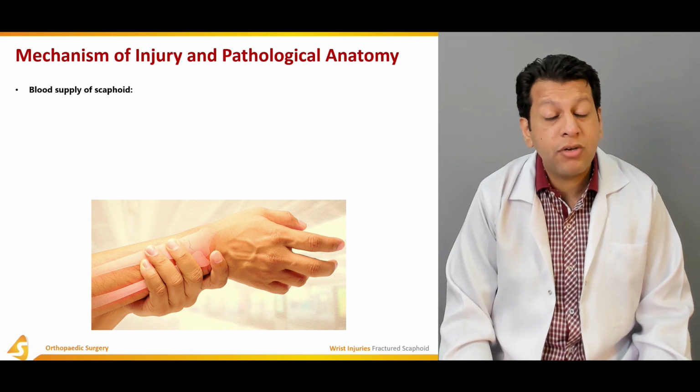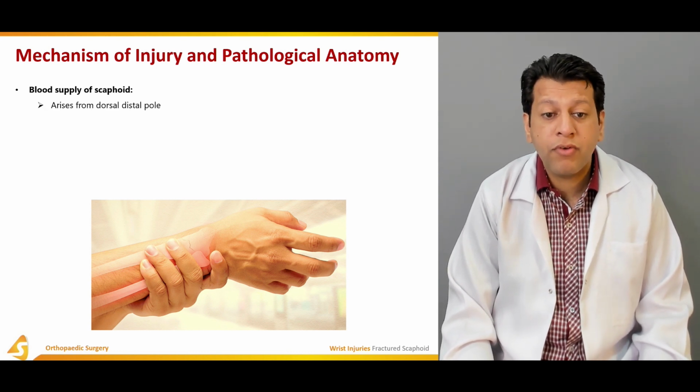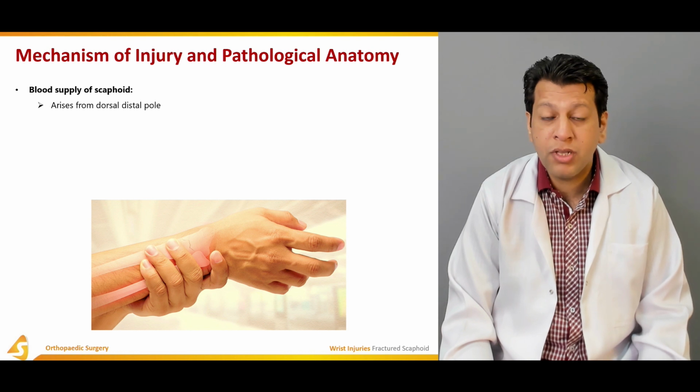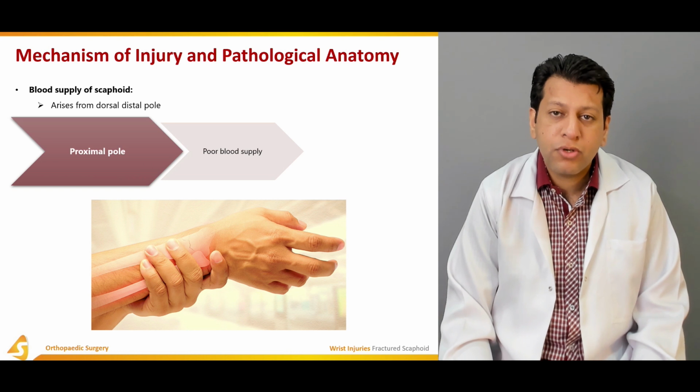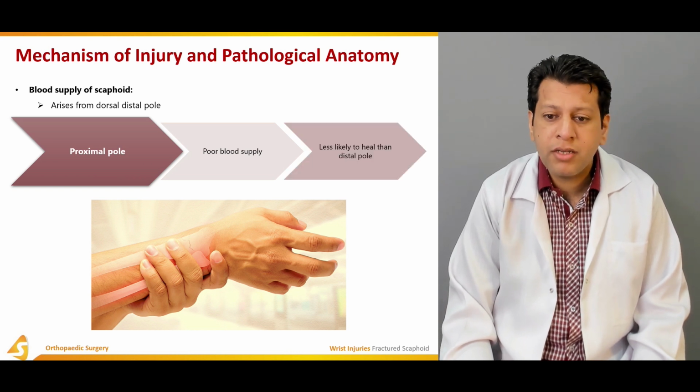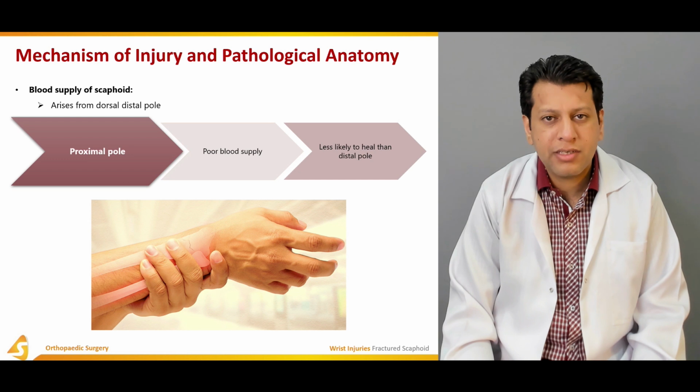Blood supply, as I told you, arises from the dorsal distal pole, and then goes retrograde towards the waist and the proximal pole. The proximal pole has a very poor blood supply and is less likely to heal than the distal pole.